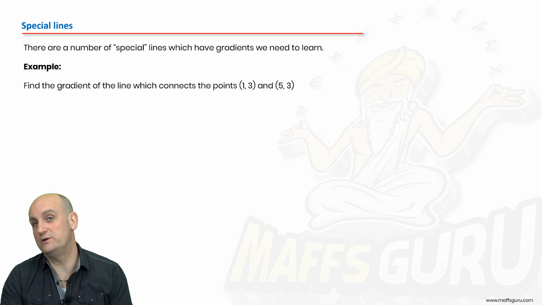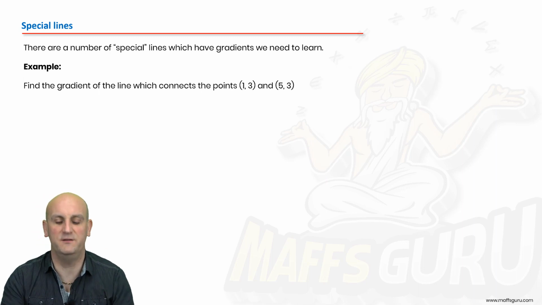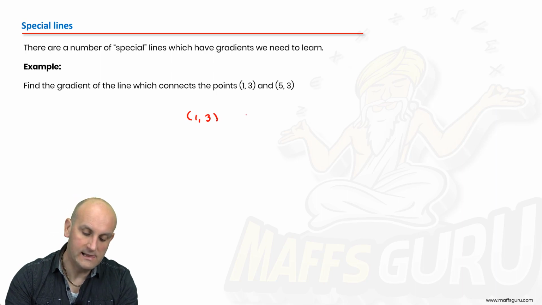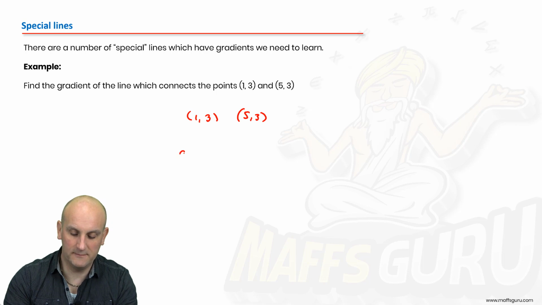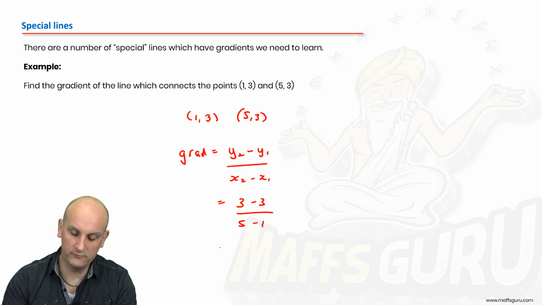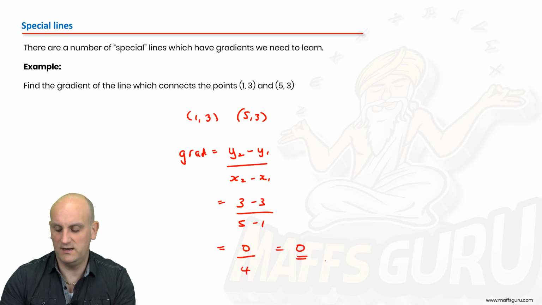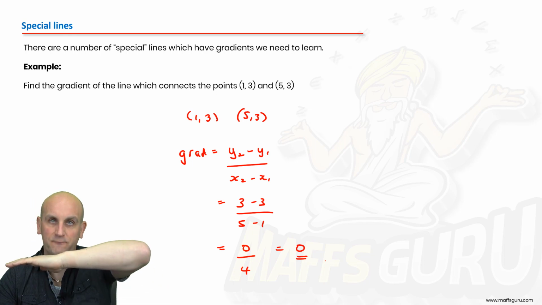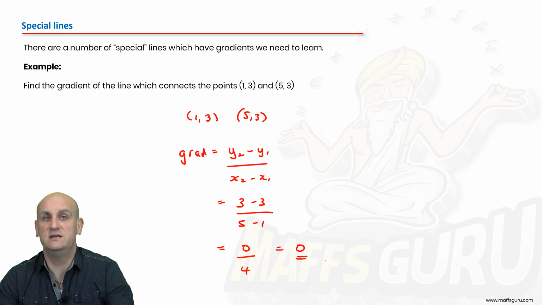Now there are a number of special lines that you must know about, and they're a bit of a trick. So find the gradient of the line which connects the point 1, 3 and 5, 3. Okay, so the gradient is equal to y2 minus y1 on x2 minus x1. So 3 minus 3 on 5 minus 1. Well, 3 minus 3 is 0, 5 minus 1 is 4, and we know that 0 divided by anything is 0. Now actually, a 0 gradient means it is a perfectly horizontal line. That's what a 0 gradient means.